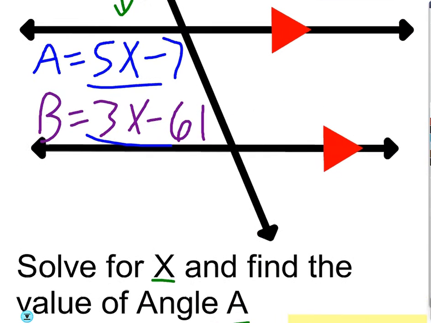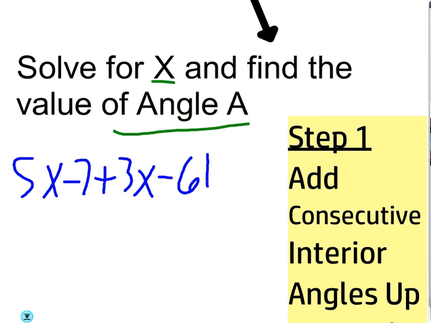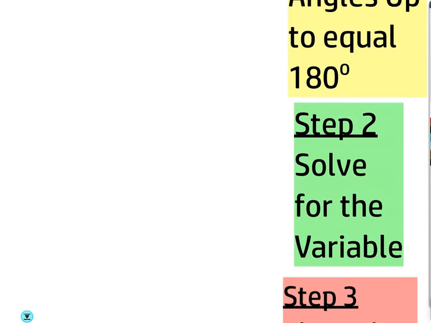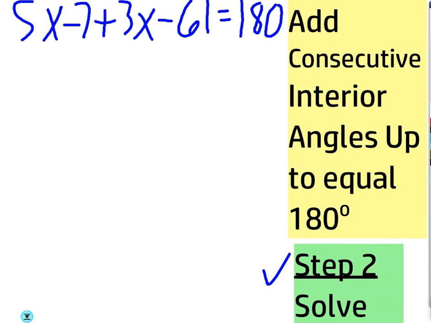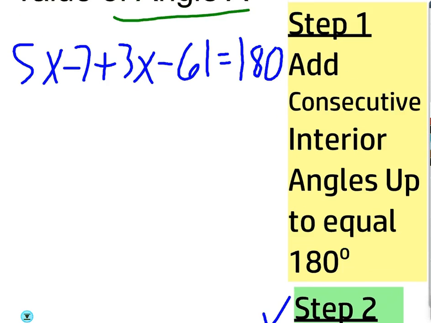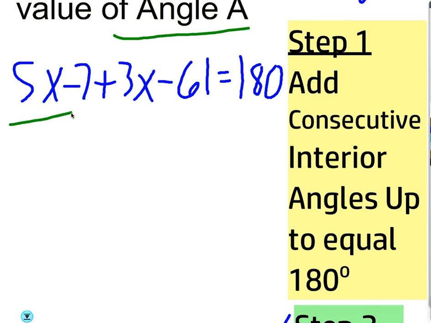Make sure I copy it right. Okay, so there's step 1. In step 2, we're going to solve for the variable. I'll give you guys a second to copy all that stuff down. So 5x and 3x are like terms. 5x plus 3x. Then we're going to combine the two numbers. Minus 7 minus 61 is going to be minus 68.